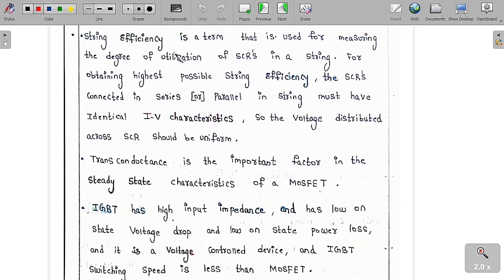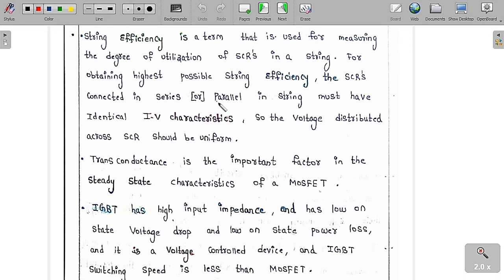So now we are going to discuss string efficiency. String efficiency is a term that is used for measuring the degree of utilization of SCRs in a string. So basically the string efficiency tells you how much utilization of SCRs there is in a given string.